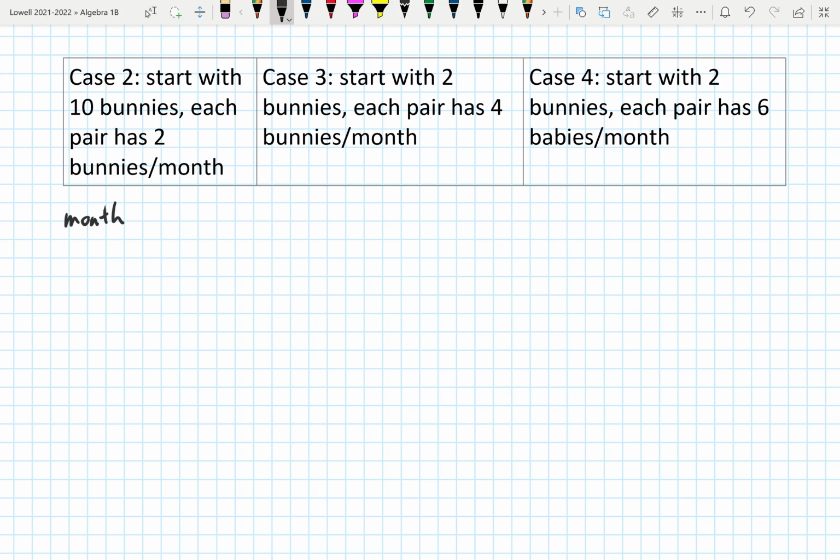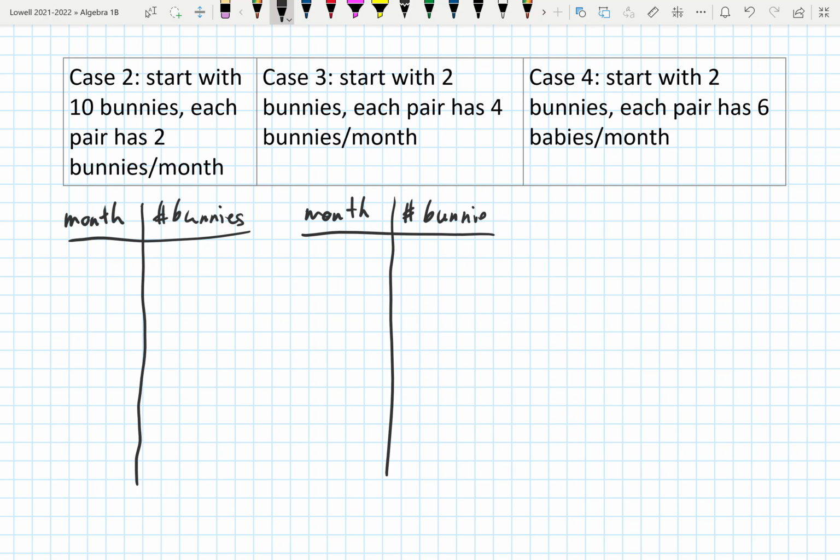So we have the month, and we have the number of bunnies here. So we'll just go through them one at a time, and what you should do is obviously pause and try to figure this out on your own first. So again, just to get you started, I'm not going to fill out the table all the way through. And I'm also not going to worry about creating an equation, although you're welcome to do that.